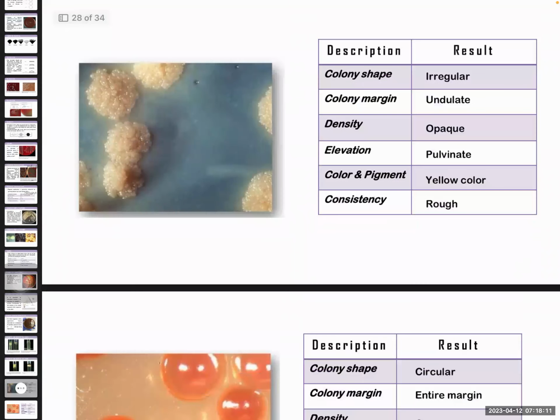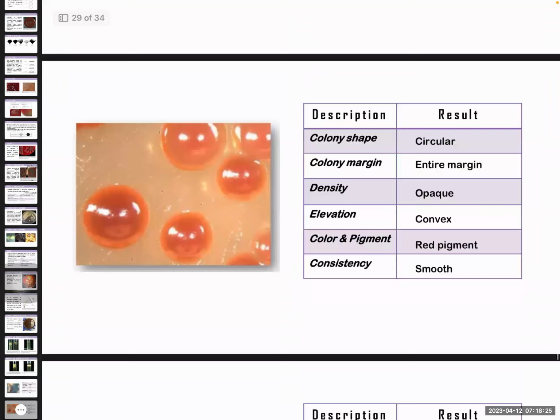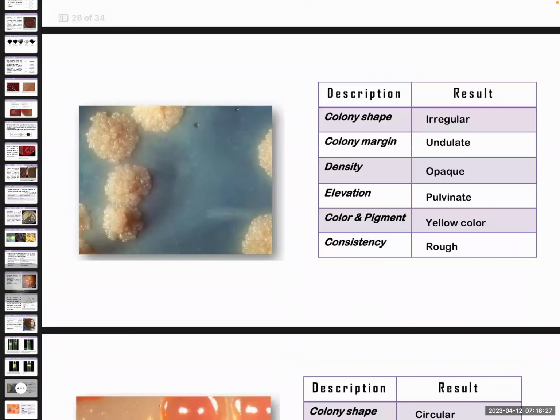Again, here we have examples on how we can evaluate the colonies, according to their shape, margin, density, color, pigment, consistency, etc. So in here, the colonies are irregular. Ayan. So this growth is actually very characteristic of Mycobacterium tuberculosis. Ang description pa nga nila dyan, kwan daw, cauliflower colonies. Baka ba yung cauliflower? Pwede na, pero not quite. But again, this is the growth of Mycobacterium tuberculosis.